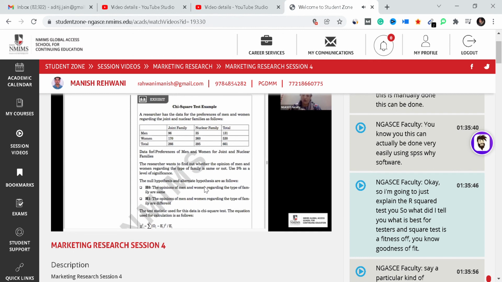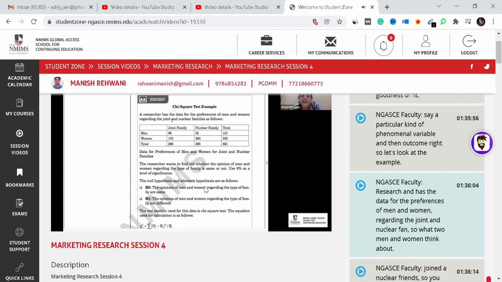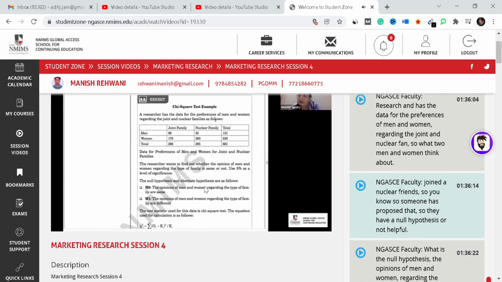So what did I tell you? What is chi-square test? Chi-square test is a goodness of fit. Say a particular kind of nominal variable and an outcome, right? So let us look at the example here. A researcher has the data for the preferences of men and women regarding the joint and nuclear family. So what do men and women think about joint and nuclear families? So someone has proposed that.